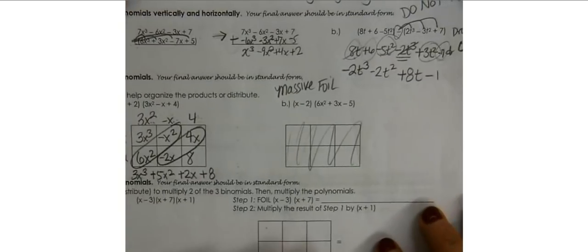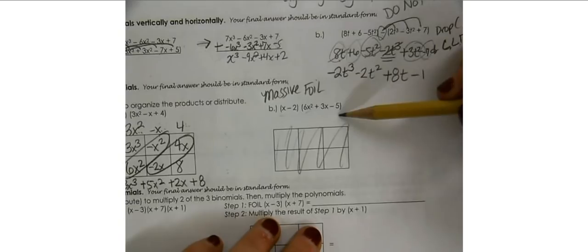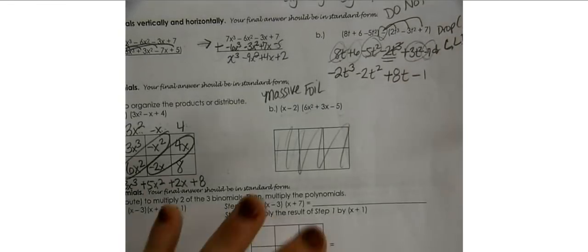The other approach is to do what I call a massive FOIL. So what I'm going to do is I'm going to eliminate the box, and I'm going to show you what the massive FOIL looks like. The massive FOIL is where you multiply every single term in the first parentheses times every single term in the second parentheses. And then I'm going to line it up vertically and combine my like terms.